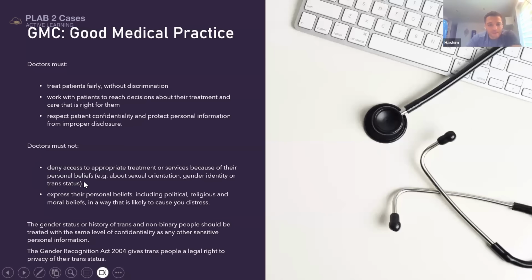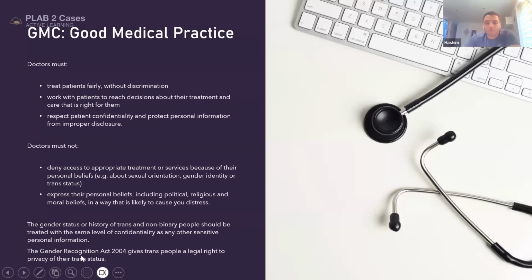And always, never deny access to appropriate treatment because of your own personal beliefs. If you're working in a GP surgery and a patient comes to you with gender dysphoria, and the guidelines suggest you refer them to a gender dysphoria clinic, then you should do that. You shouldn't be a barrier because of your personal beliefs.